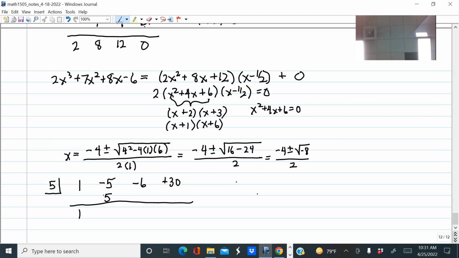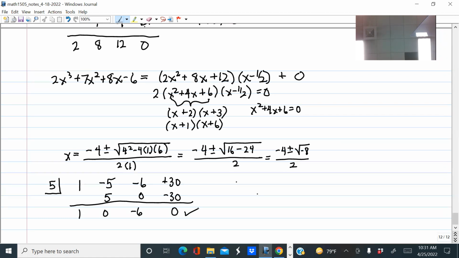Because 1 times 5 is 5, so we already got a 0. And then 5 times 0 is 0 again. So put that there, and then we have minus 6. And then 5 times minus 6 is minus 30. So indeed, we have a remainder of 0, exactly what we were hoping for.